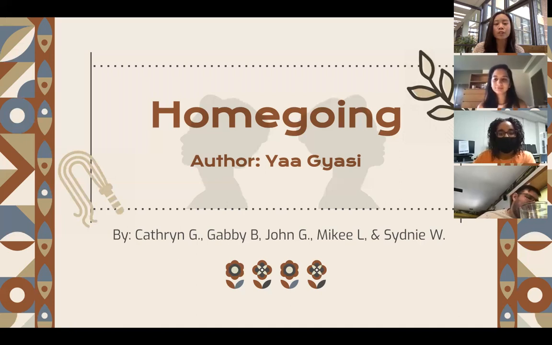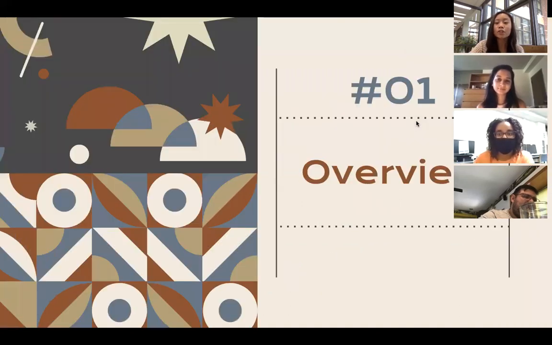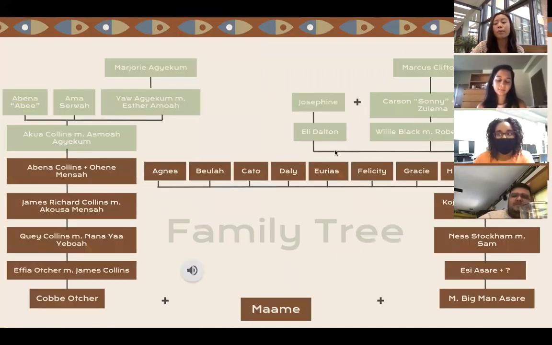The book we read was Homegoing by Yaa Gyasi, and the people in our group are Catherine, Gabby, John, Sydney, and me, Mikey. So just a quick overview about what the book is about.